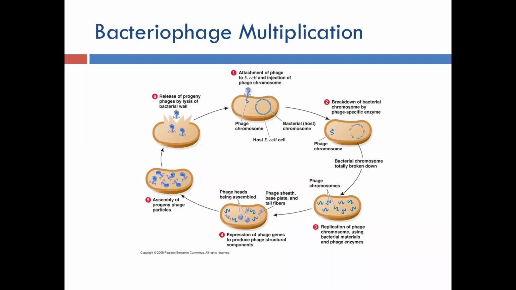In the third step, you have replication of the phage chromosome using the bacterial materials and phage enzymes. In the fourth stage, you have expression of phage genes that produce the structural components of the phage or the virus, and they start assembling in the fifth stage to form new viral particles. In the last stage, there's release of progeny phages by lysis of the bacterial cell wall, and those new viral particles are released to go and infect more E. coli bacteria and create more viral particles.